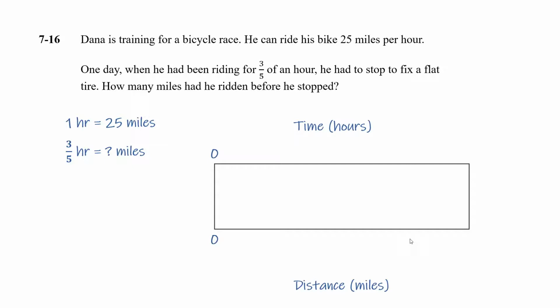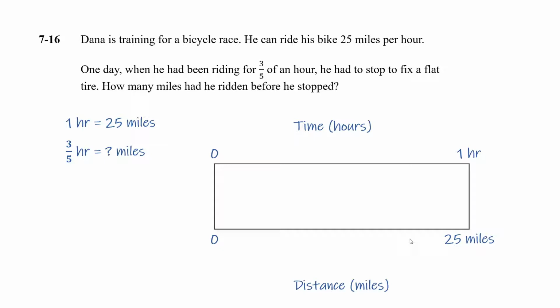Both of these are going to start at 0 because if no time has passed, then he can't have gone any distance, right? And vice versa. If he's going at a consistent pace, then if there's been time, then he has to have moved a distance. So our one whole in terms of time is 1 hour, which is equal to 25 miles, because that was the information that we were given. 1 hour is equal to 25 miles.